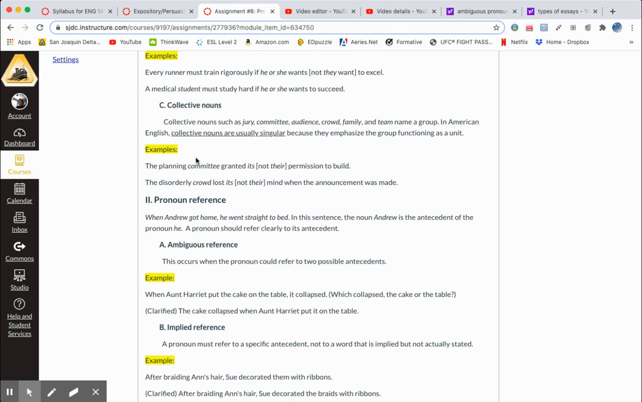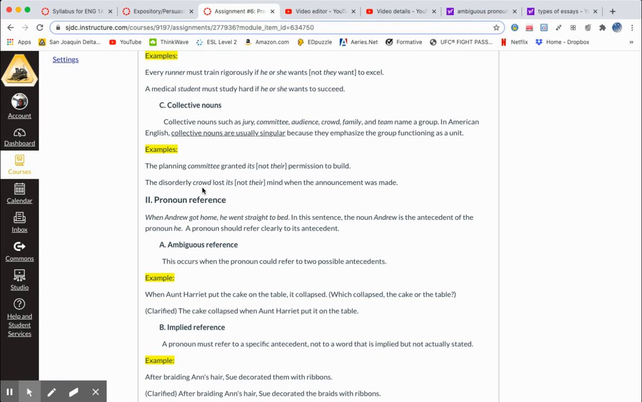Let's look at some examples. The planning committee. Now we know that a committee is made up of more than one person, and so we might think of committee as being plural, but really it is singular because it is one committee, one thing. So the planning committee granted what? Its, not their, but its permission to build because the committee is singular.